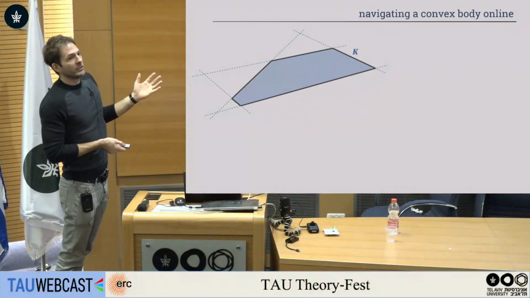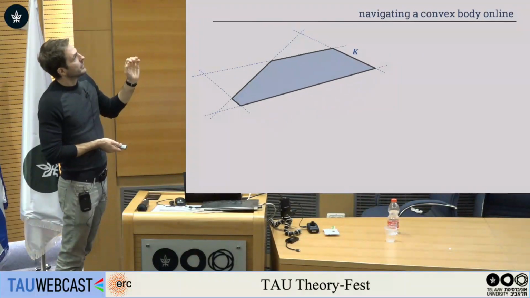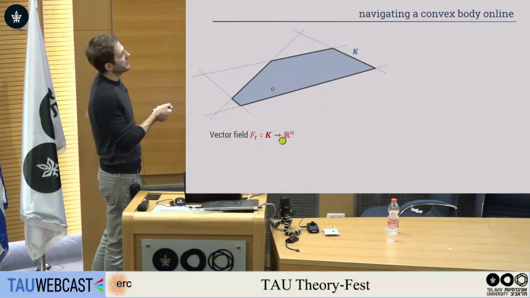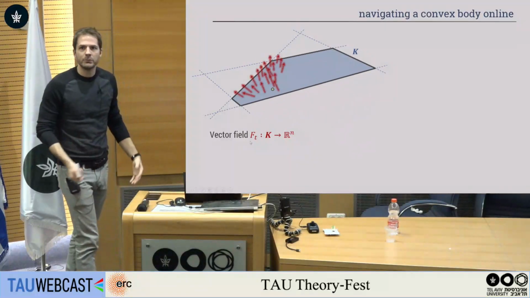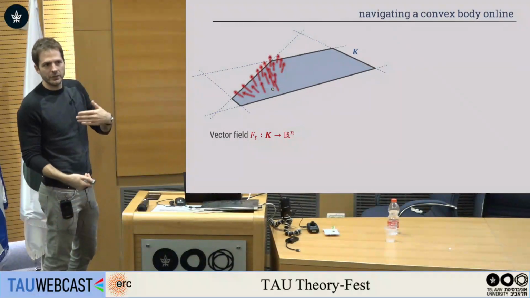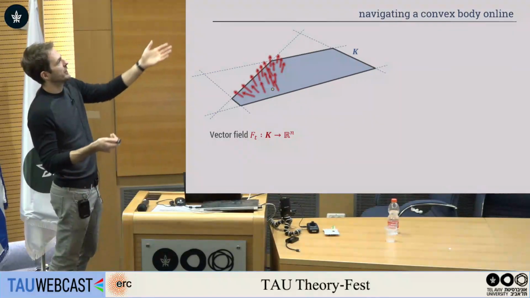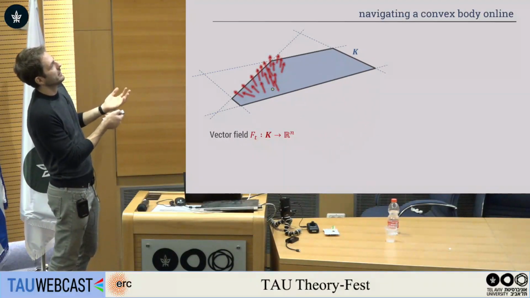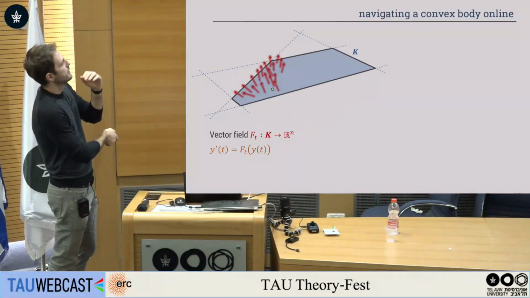So here's a very general setup. You have a convex body K, and at every point in time, you have a vector field that describes how you would like to move inside the body. The vector field is just, you get to choose that. It just expresses your desire for where you would like to go; at every point, I would like to be more in some particular direction.